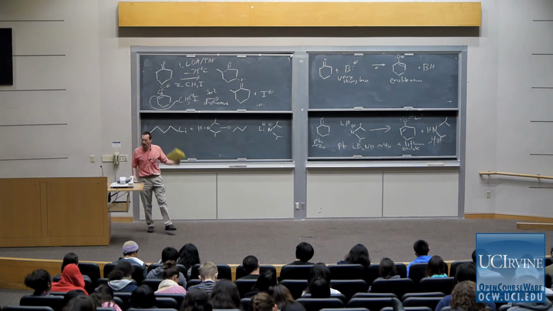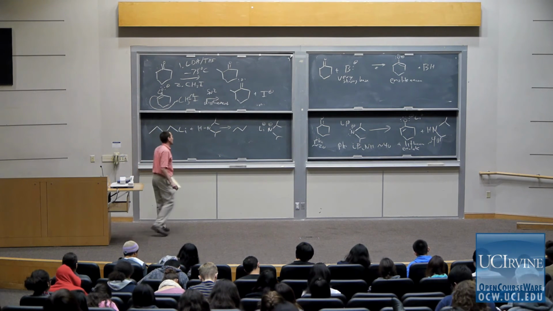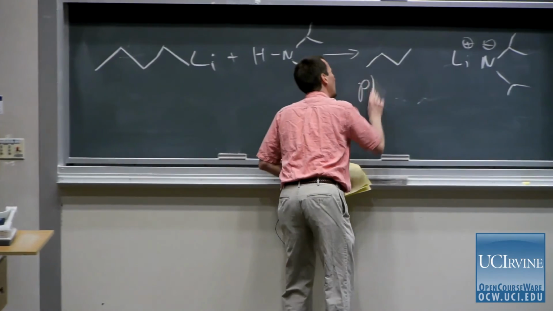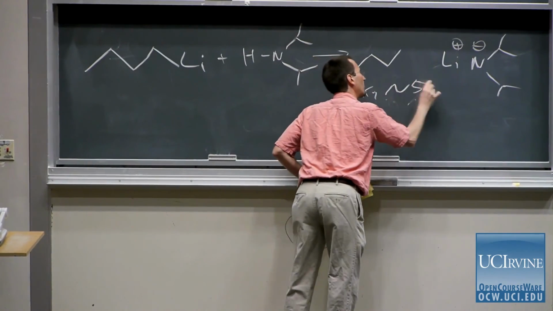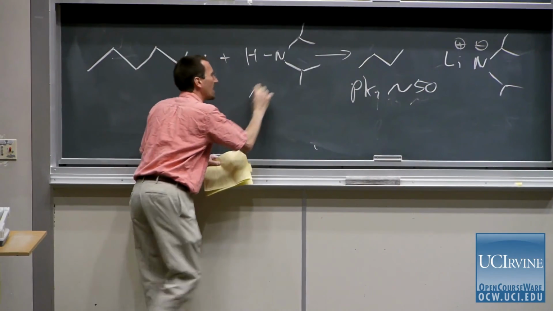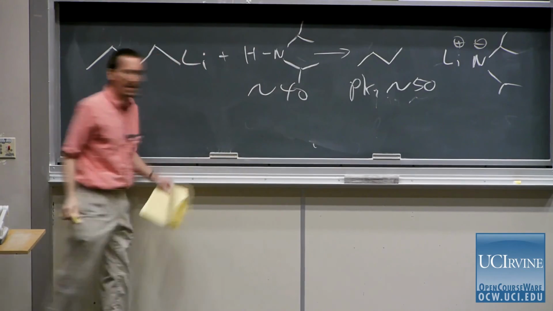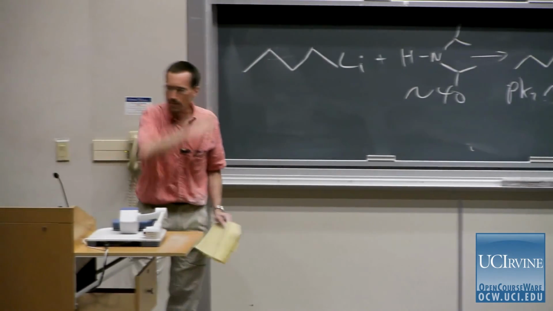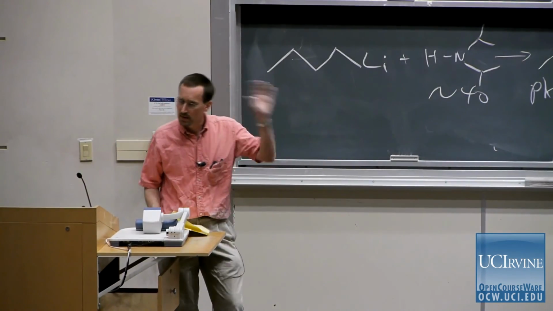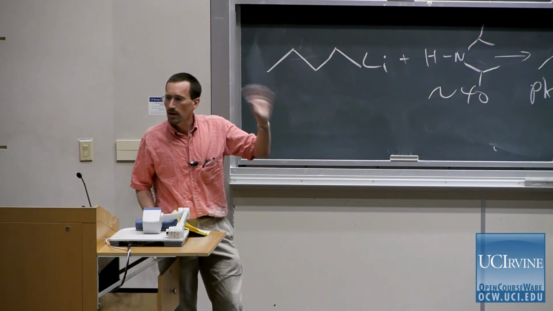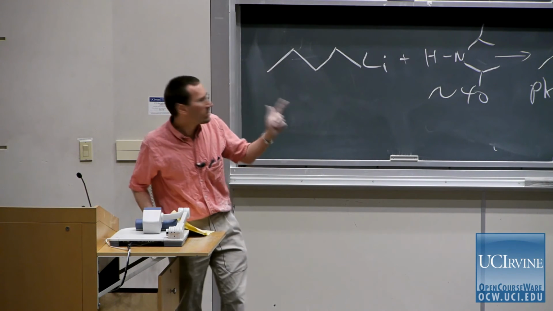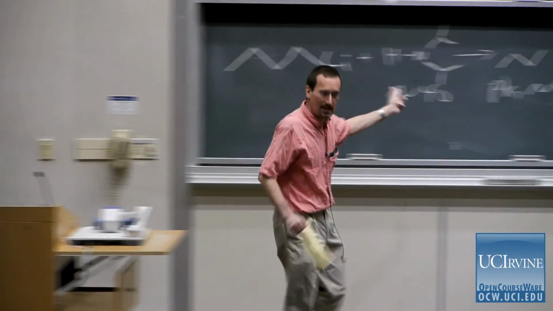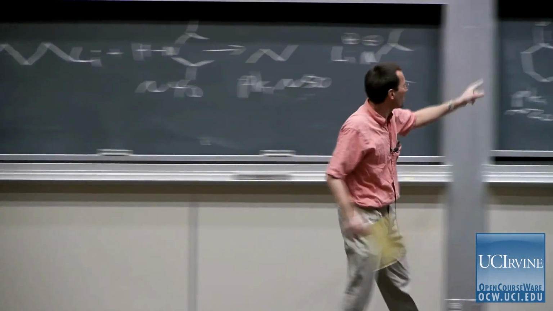N-butyllithium is very, very strongly basic. The pKa of an alkane is about 50. The pKa of diisopropylamine, we already said, is 40. That equilibrium lies way, way to the right. You might ask, why don't we use butyllithium as a base? Comes back to what I was saying about sterics.